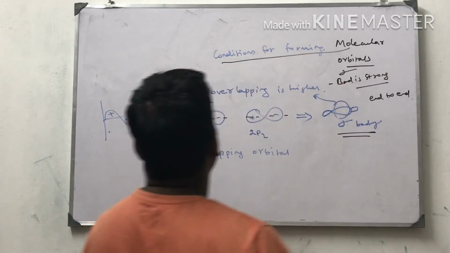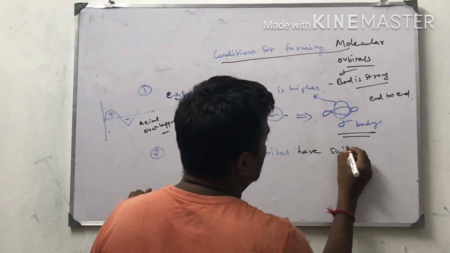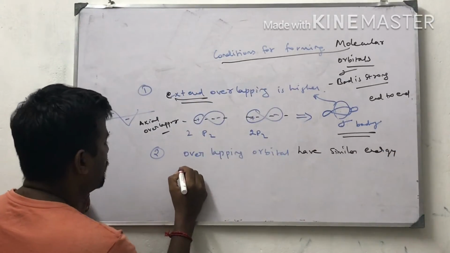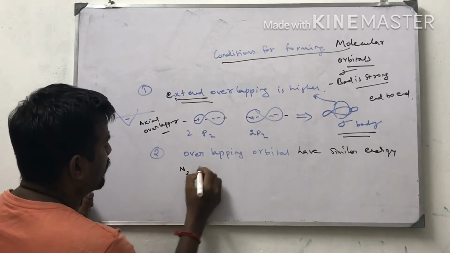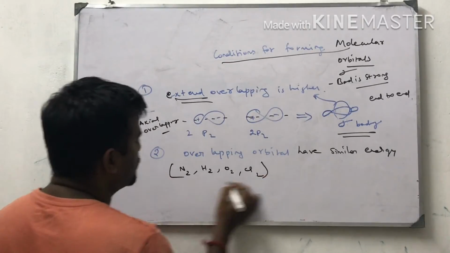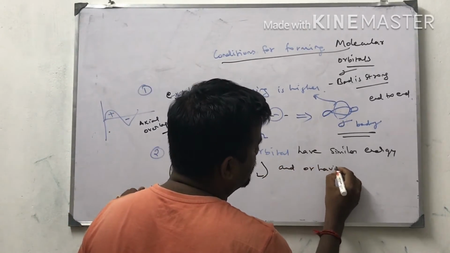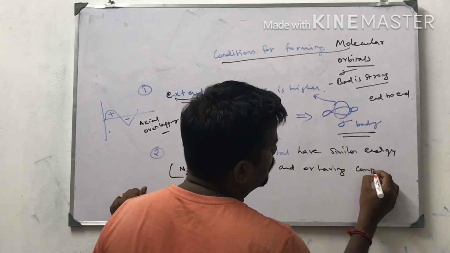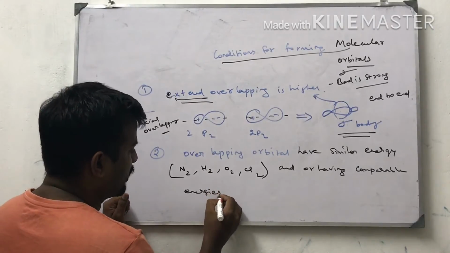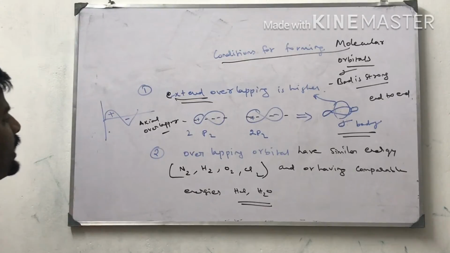Sigma bond is strong. Overlapping orbitals have similar energy or comparable energy. Example, similar energy molecules: N2, H2, O2, Cl2. These molecules have similar energies. Comparable energies are found in the case of HCl, H2O, all these things. This is the second condition.